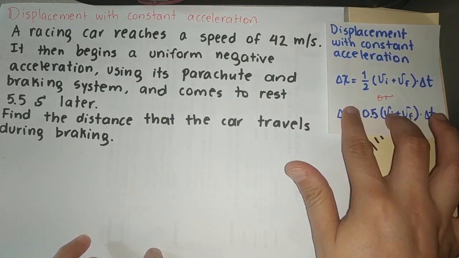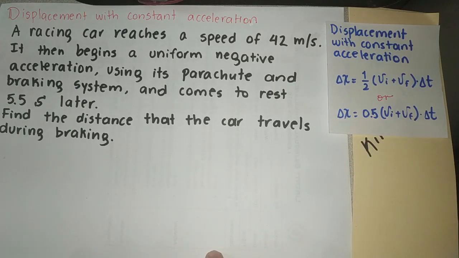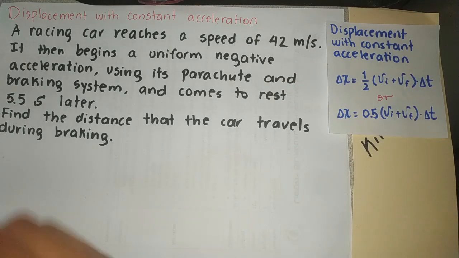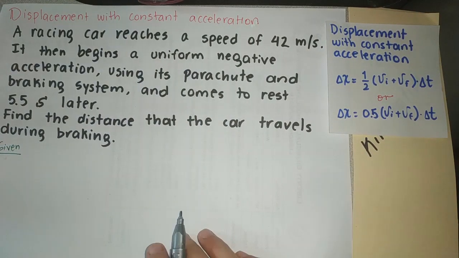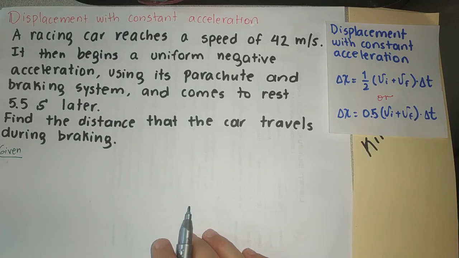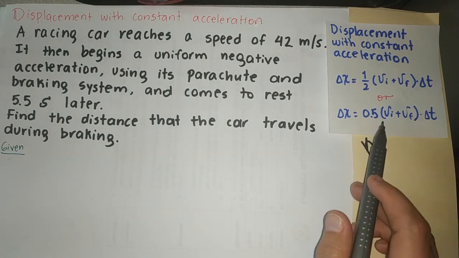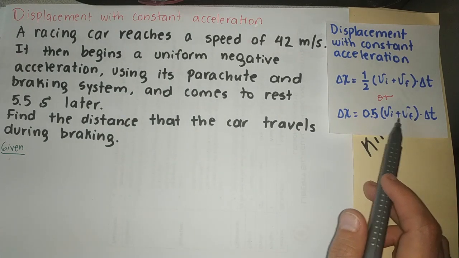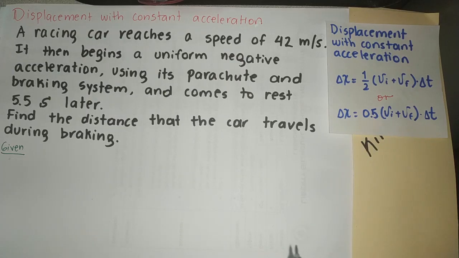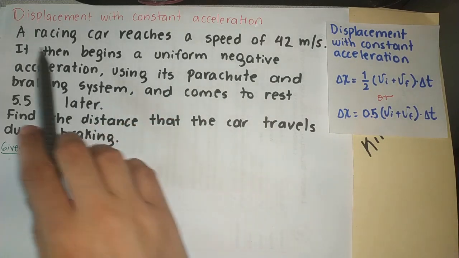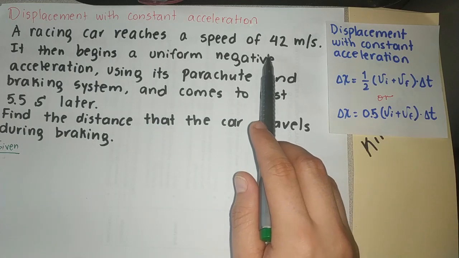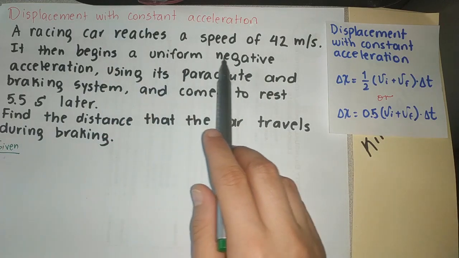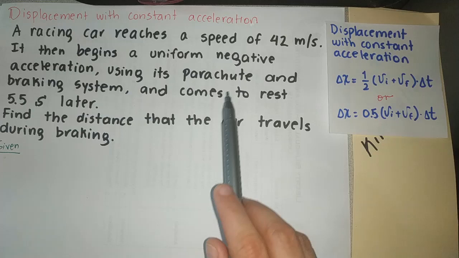So, according to this formula, what do we need for the givens? Or how can we identify the givens? First of all, we need velocities, time, or displacement, depending on the question. Now, let's read the problem again. A racing car reaches a speed of 42 meters per second. It then begins a uniform negative acceleration using its parachute.